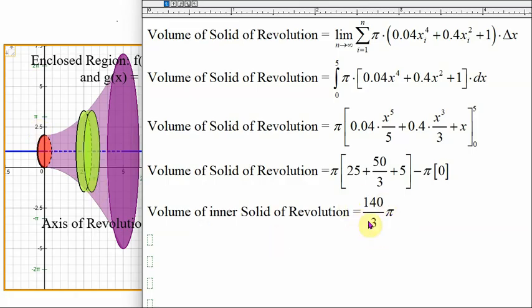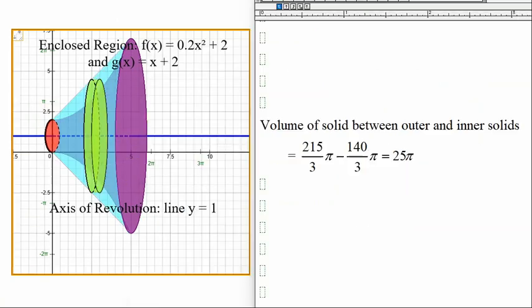So this is the volume of the inner solid of revolution, which is this. And the volume of the solid of revolution that we're after is the volume between the inner and the outer solids. This is the volume of the outer solid of revolution, and this is the volume of the inner solid of revolution. We just subtract and we get 25 pi. And this is the volume of the solid between the outer and the inner solids. And that's the end of the video.